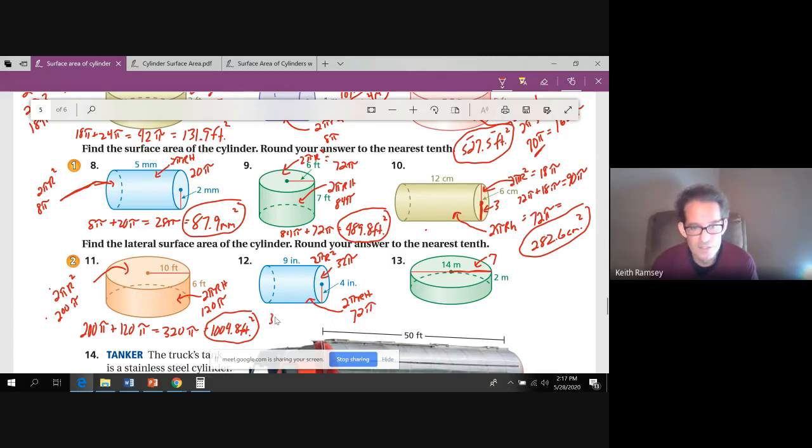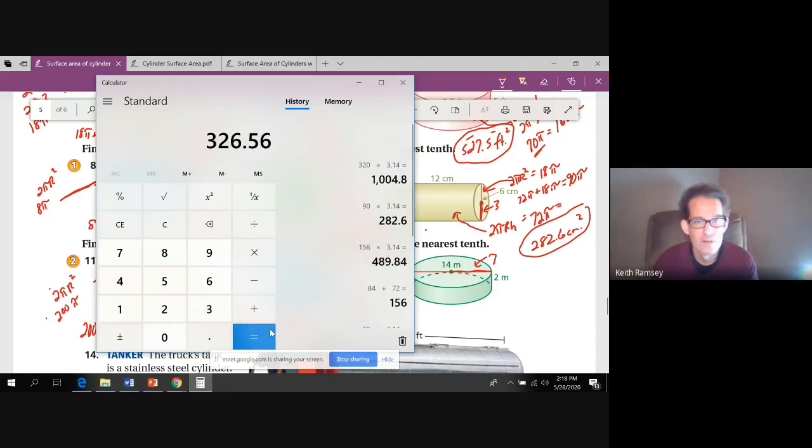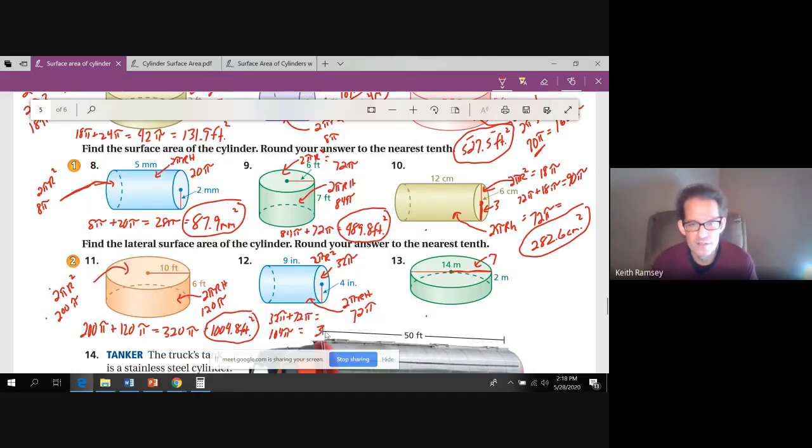72 pi. So let's simplify that. I have 32 pi plus 72 pi. That's going to equal 104 times pi. Let's find out what that is. 104 times 3.14 is 326.56. Let's round that up to 326.6 square inches for number 12.